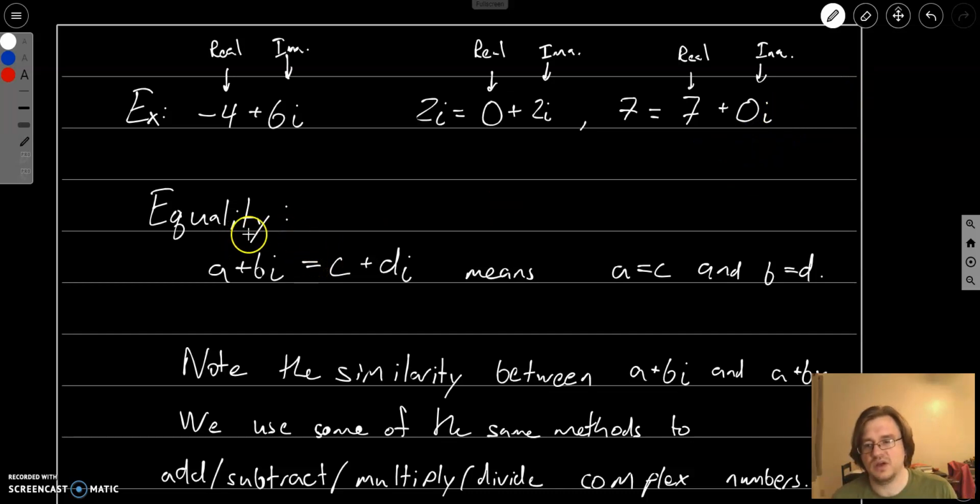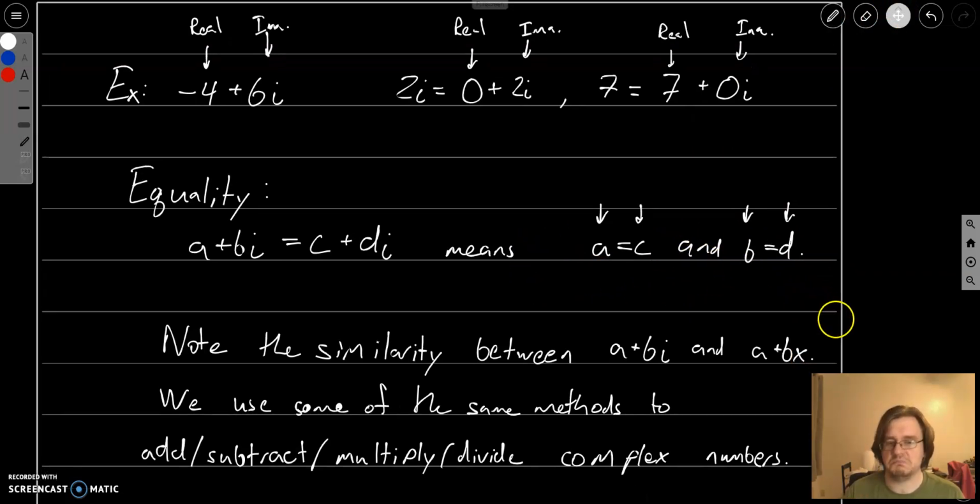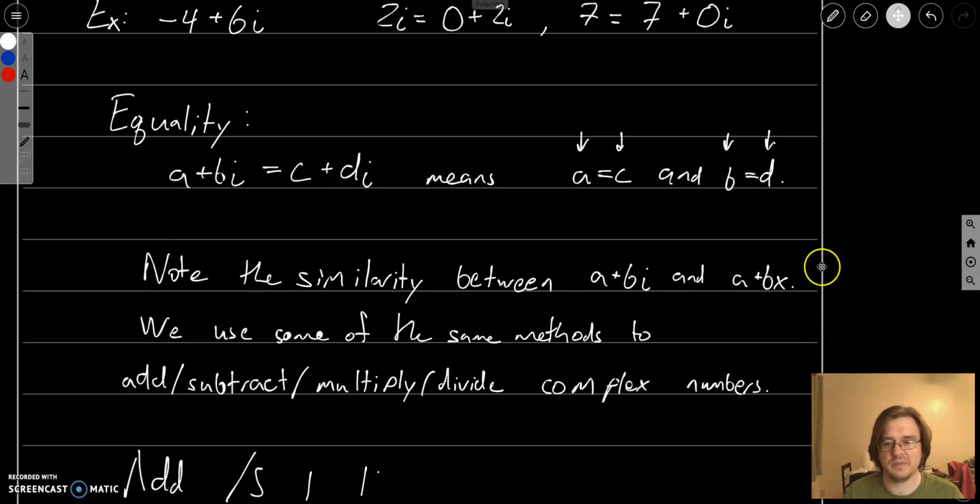Okay, so when are two complex numbers going to be equal? Well, when the real parts are equal and when the imaginary parts are equal. So this is essentially what you would expect. Numbers are equal when all the parts of the numbers are equal. And this is just something that is necessary to mention, but should be obvious when it comes up.